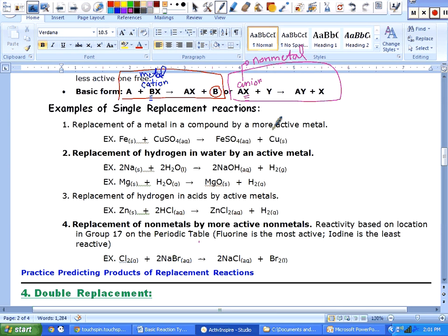Can copper replace barium? Can copper replace barium? Emily, what do you think? Why not? That's exactly right. So that's what we're trying to get here. So let's look at our first example.